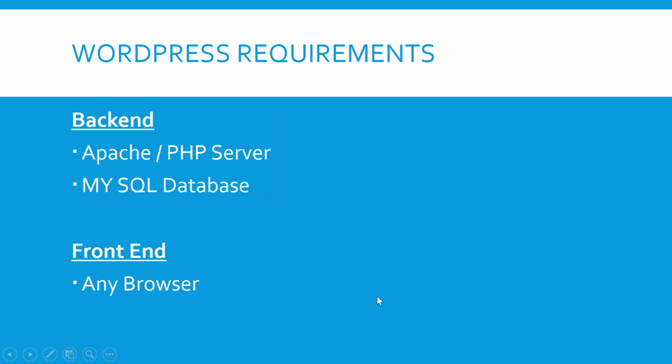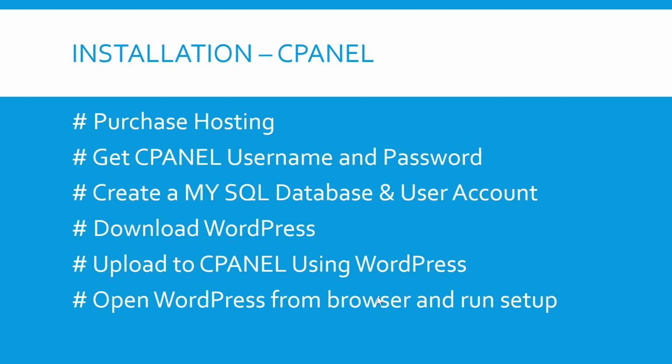Now to run WordPress you need two things: an Apache server and a MySQL database. These are in the backend, and for the front end you need any browser to configure it. When you purchase hosting, these two things are already there, but you need to configure them. So let's go through the steps.